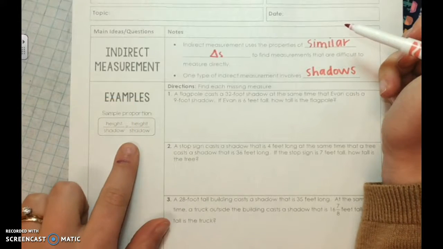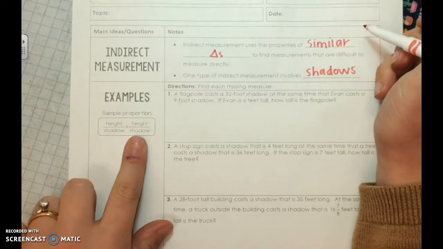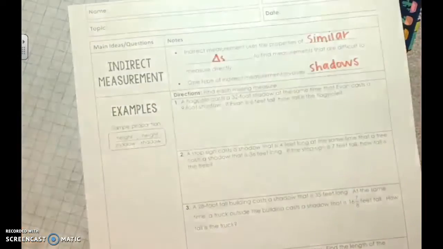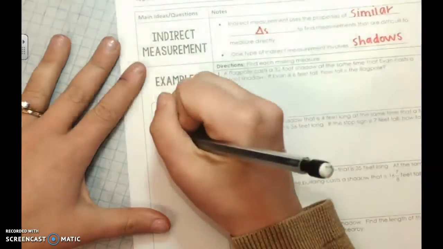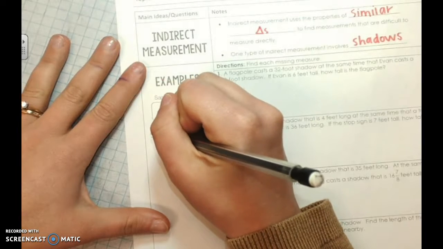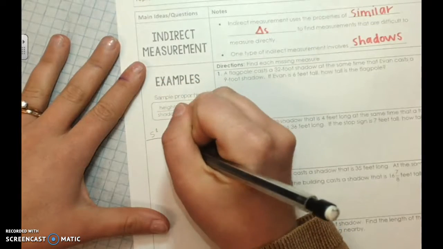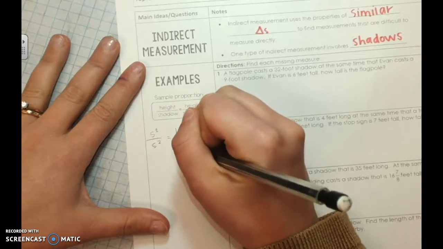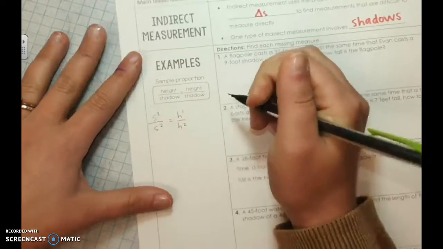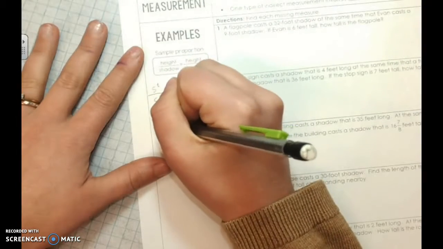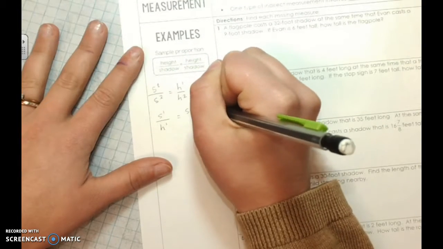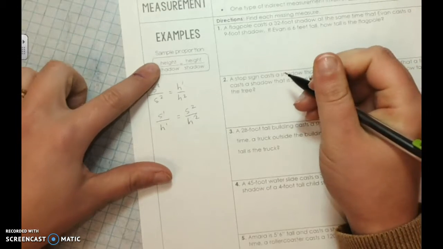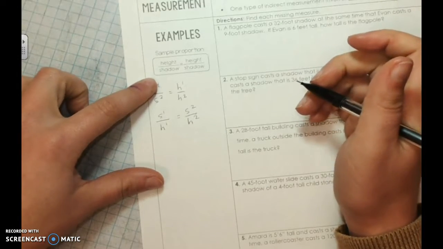Now here on the side it says you can do height over shadow equals height over shadow, but there's lots of other ways that you could do this. You could flip it and do shadow 1 over shadow 2 is the same as height 1 over height 2. Another way you could do it is shadow 1 over height 1 equals shadow 2 over height 2.